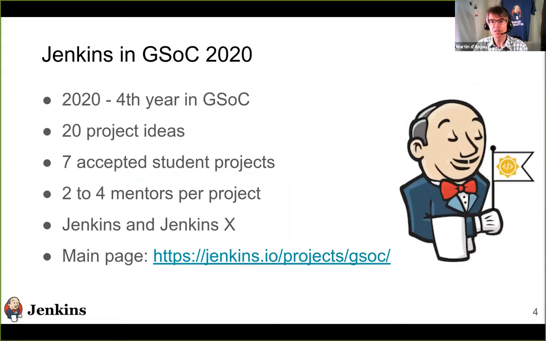The Jenkins community is in its fourth year of participating in the Summer of Code program. This year we have 20 project ideas and we've been able to accept proposals from 7 students. As a reminder, our capacity to accept student projects depends greatly on how many mentors we can recruit. And this year we are very fortunate to have an average of 2 to 4 mentors per project.